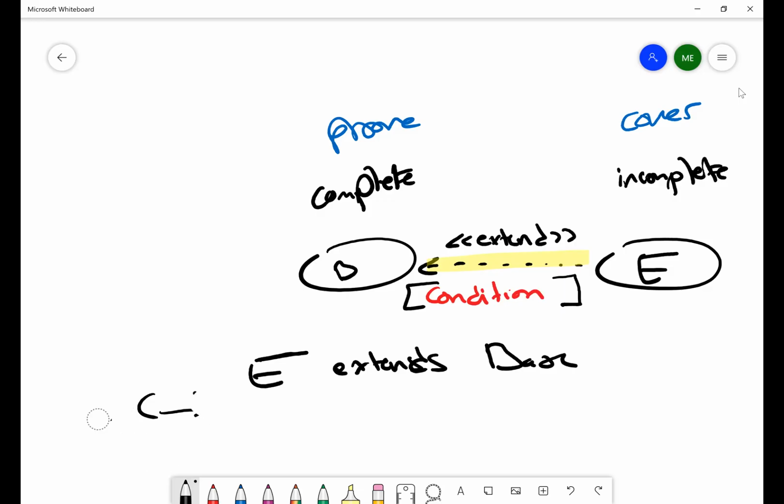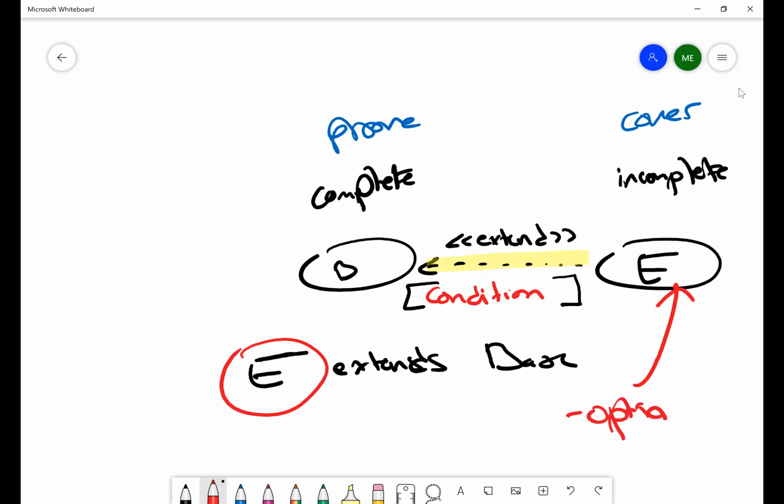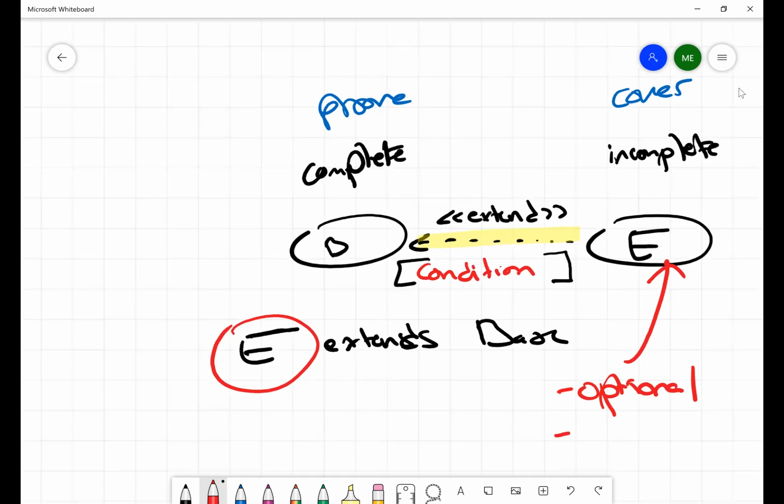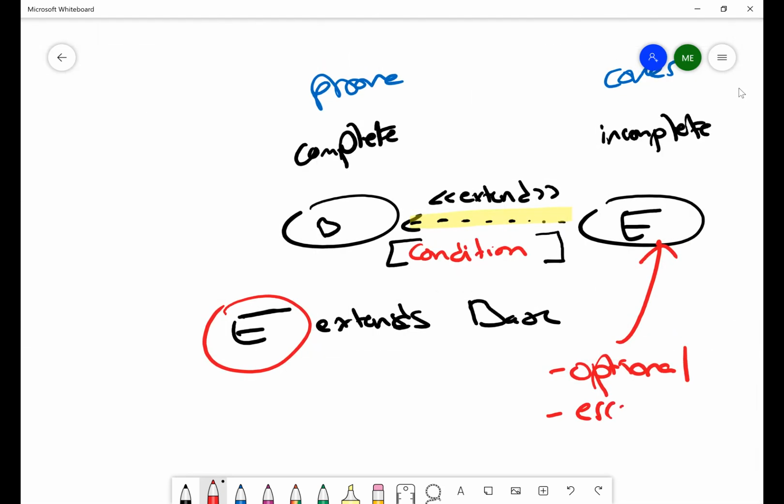Okay, and because sometimes it's happening and sometimes it's not happening, that means that the extension E cannot be that vital to B. I mean, if it is, then we have to use the include relationship. All right. So the sort of information that I would put in an extension usually would be either optional, that it may or may not happen, or we like to put in error handling.